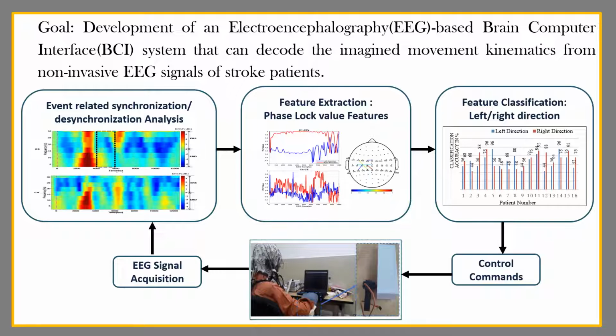task or not. Then the study investigated the cortical activity associated with the motor imagery of the affected hand in left and right directions using phase lock value features. Further, the classification outcome is used to generate a control command to an external motorized arm support on which the patient's affected arm is placed. It provides active rehabilitation by moving the affected arm towards the intended direction.